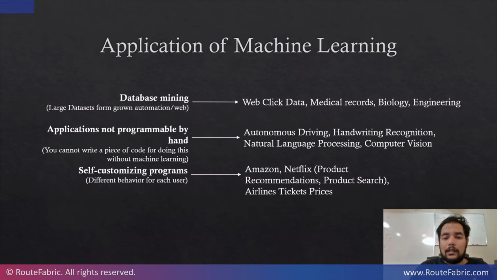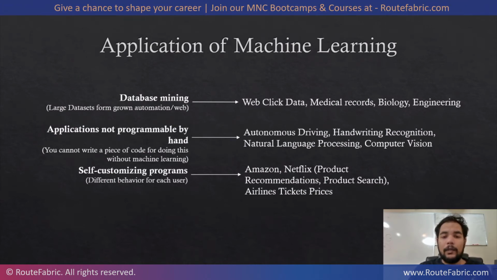Now let us see a couple of applications of machine learning. It is a known fact that there is a lot of data from web click data, medical records, biology, and engineering, and we can apply machine learning to understand these complex large data sets so that we understand what's happening in the data. Machine learning can be used to detect cancer cells in a patient. Applications that are not programmable by hand, such as autonomous driving, handwriting recognition, natural language processing, and computer vision, can be done using the help of machine learning because coding these programs is closer to impossible.